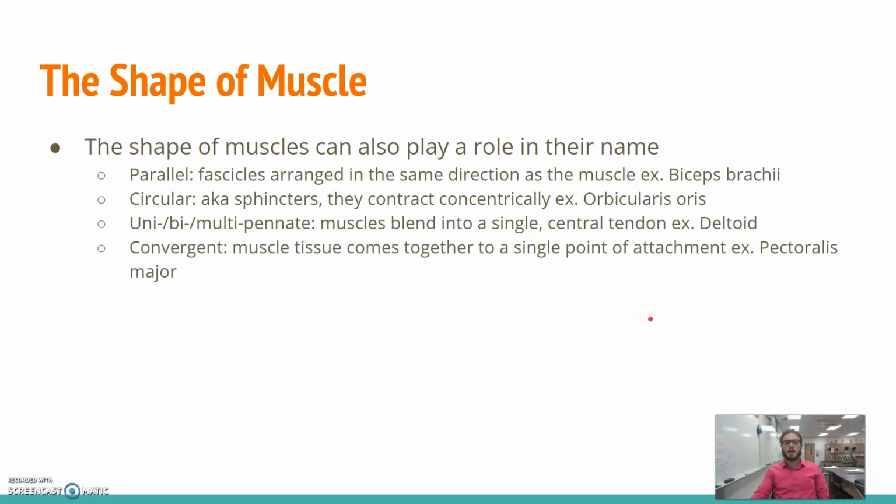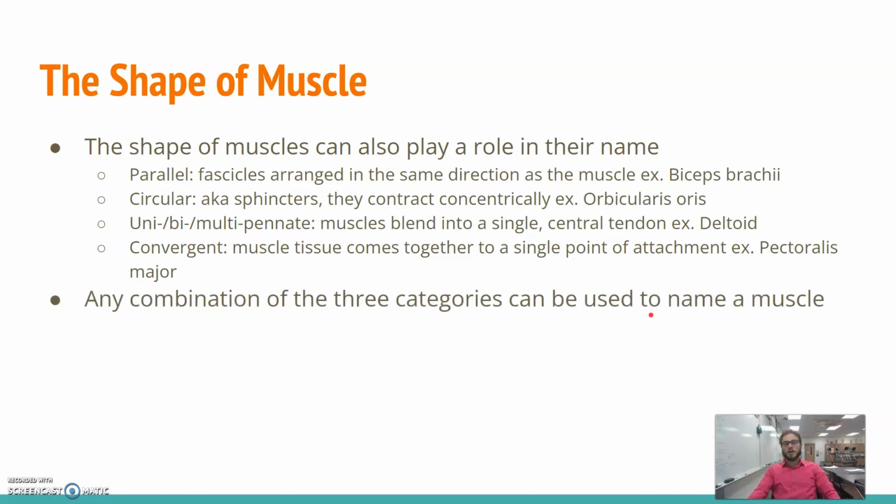Convergent muscles, these are going to be muscles that come together at a single point of attachment on one end or another. They're usually going to be very fan-shaped. The best example is your pectoralis major. Everything is going to converge into your armpit here, but then that muscle is going to spread all the way across your thoracic region here.